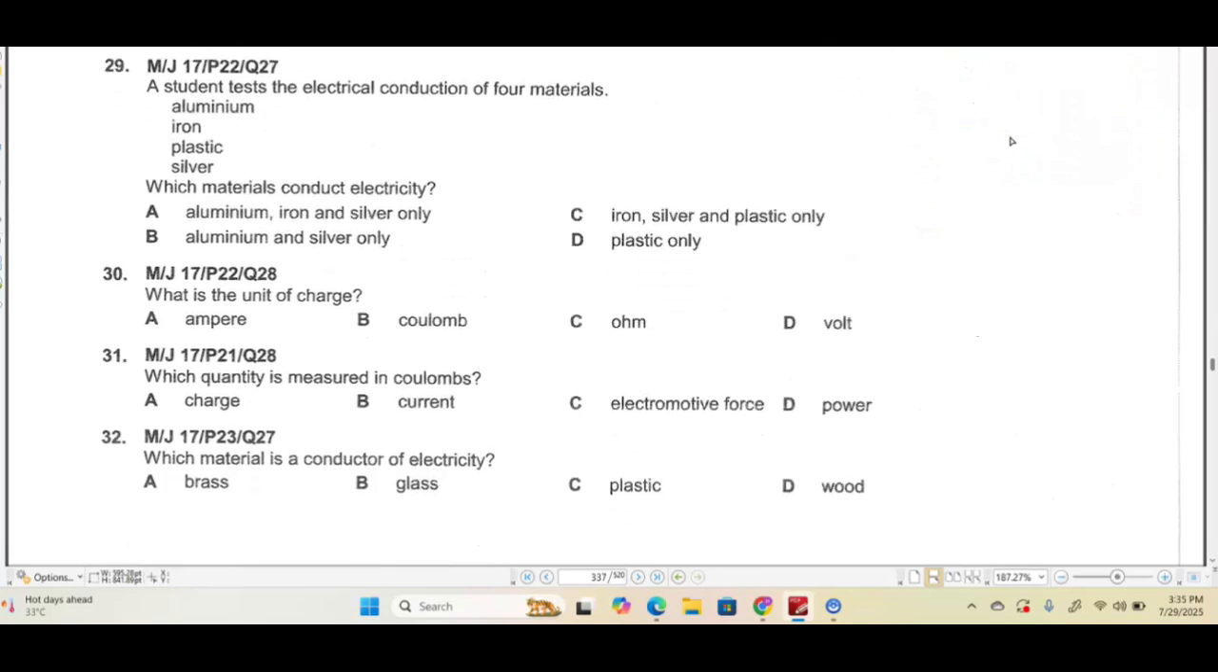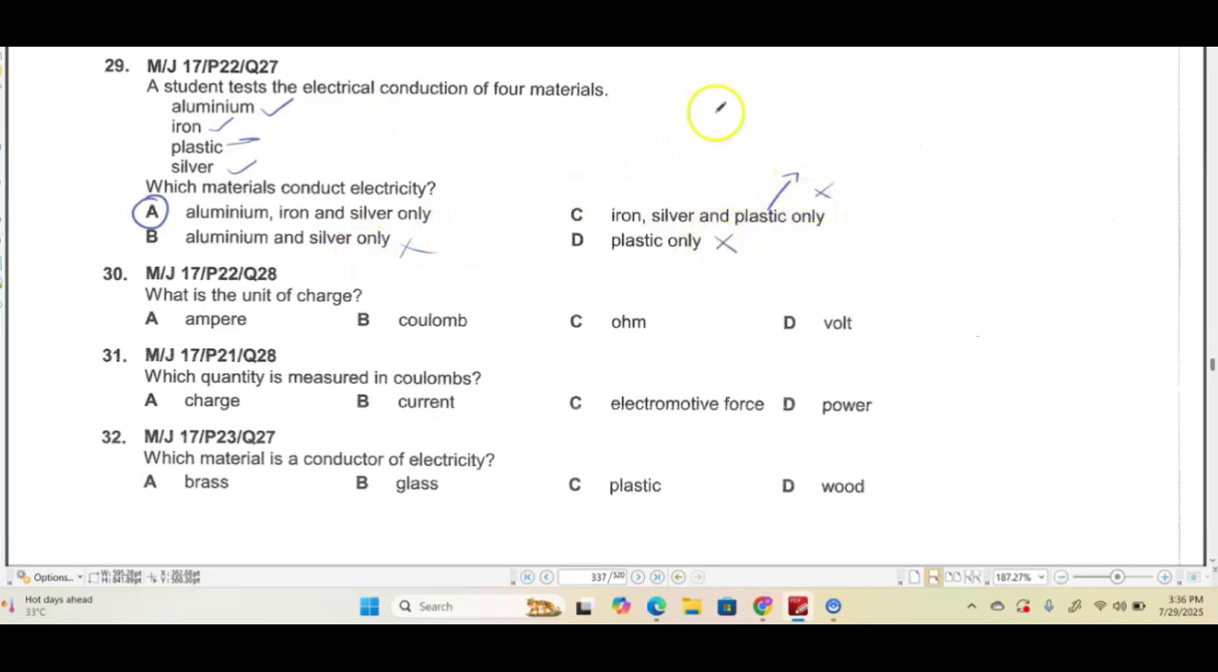Question number 29. A student tests the electrical conduction of four materials: aluminium, iron, plastic, silver. Which material conducts electricity? Electricity is going to be conducted by aluminium, iron, and silver. Plastic is an insulator, it doesn't conduct electricity. Let's look for options in which all three are present. In option A we have found all three: aluminium, iron, and silver. Iron is going to conduct electricity as well, so that is why the other option is not correct. Iron, silver, plastic: out of these, plastic is not going to conduct electricity.